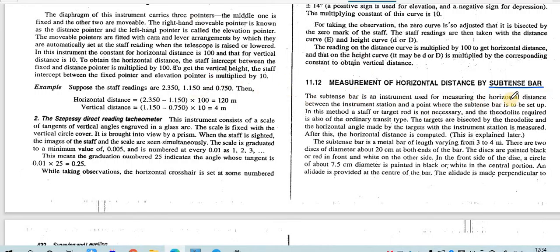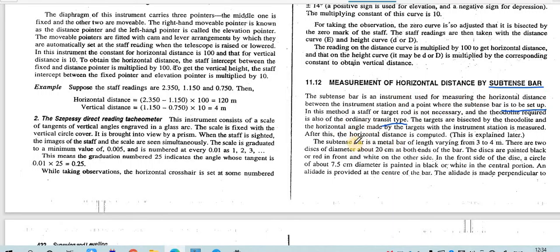The subtense bar is an instrument used for measuring the horizontal distance between the instrument station and the point where the subtense bar is to be set. So basically it is used for measuring what? Horizontal distance. In this method, the staff target is not necessary. The theodolite required is also an ordinary transit type. So you don't require any special type of theodolite. A normal theodolite can be used. The targets are bisected by the theodolite, and the horizontal angle made by the targets with the instrument station is measured. So we need to measure the horizontal angle which has been marked on that particular point. After that, based on certain calculations, we will calculate the horizontal distance.